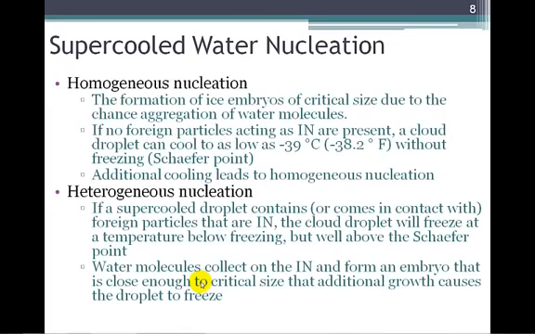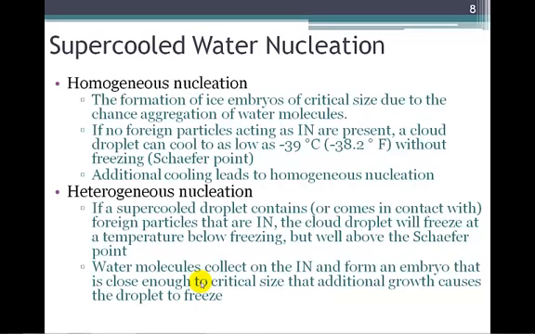Supercooled water nucleation refers to the process of nuclei forming in supercooled water. So if water is supercooled, how does it then form as a nucleus? What actually causes it to aggregate into a frozen state? And there's two ways here. There's homogeneous nucleation and heterogeneous nucleation.